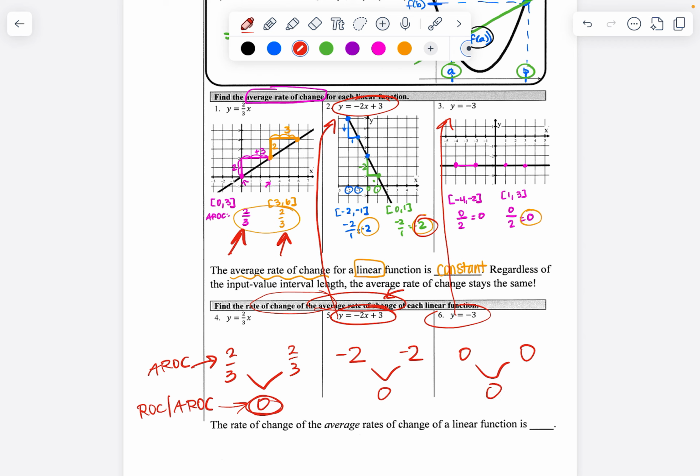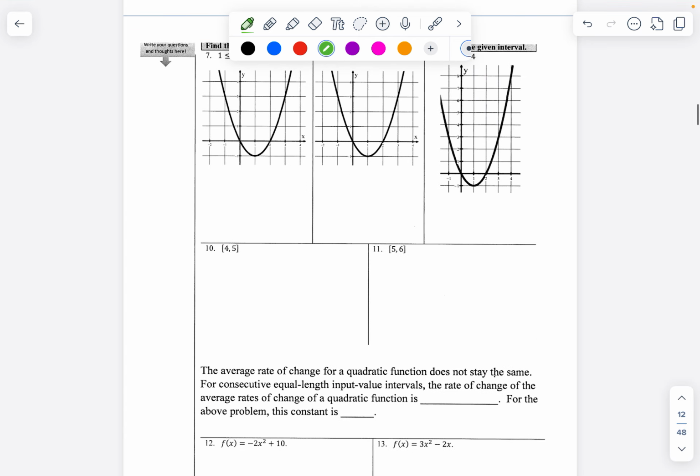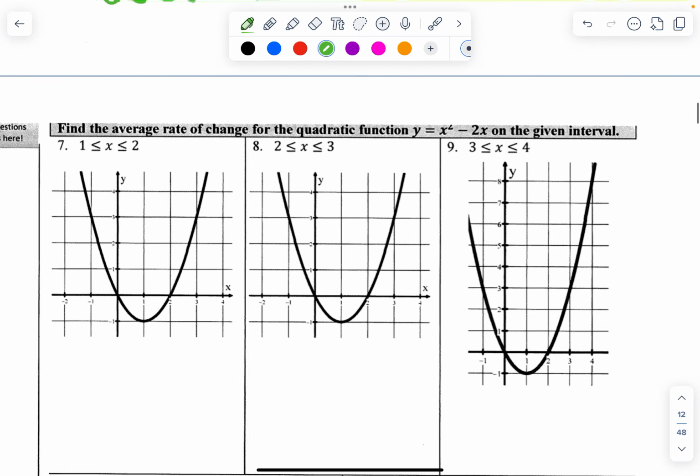Okay, so here's what we know. This is kind of like a more deep understanding of rate of change: the rate of change of the average rate of change of a linear function is always 0, meaning, again, the average rate of change is constant, meaning it does not change. It itself doesn't change. The function is changing, but the average rate of change is not changing.